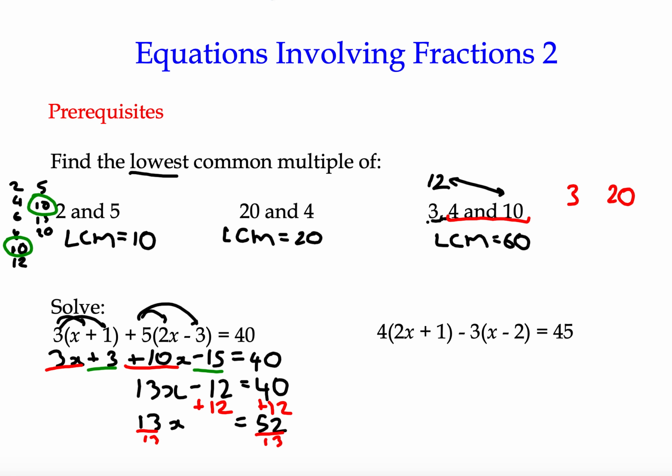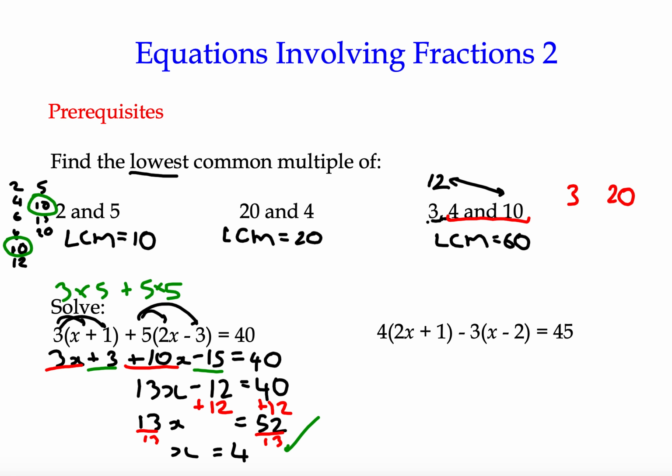And fortunately, 52 divided by 13 is 4. We can see that x equals 4 is our solution. We can always check. Substituting 4 into the first bracket gives us a number 5. So we would have 3 times 5 plus 5 multiplied by 2x minus 3. 2 4s are 8, minus 3 is 5. So we've got 3 5s are 15, plus 25 is 40. So the equation holds for x equals 4.